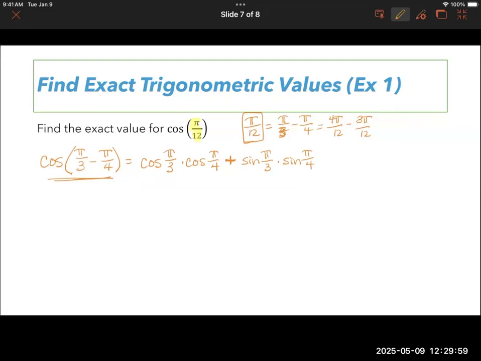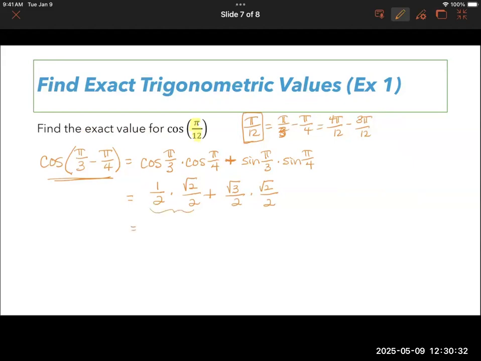And because these are now the special angles from the unit circle, we should know the values of each of these. So a cosine of pi over 3 is going to be 1/2. The cosine of pi over 4 will be root 2 over 2. The sine of pi over 3 will be root 3 over 2. And the sine of pi over 4 will be root 2 over 2.